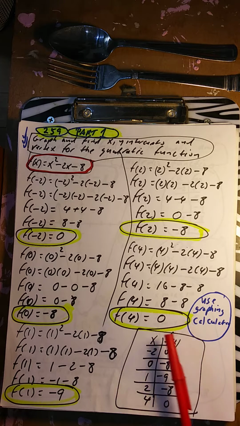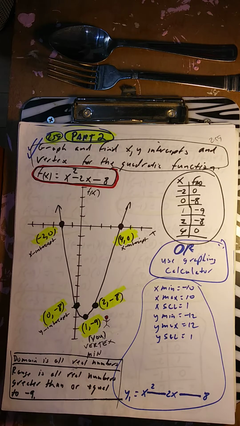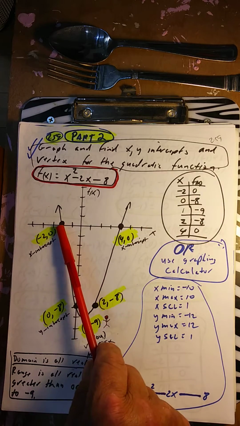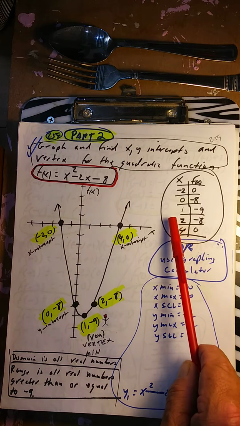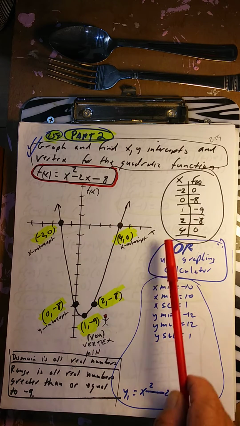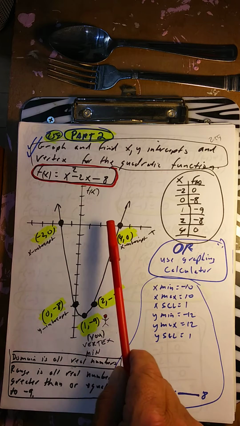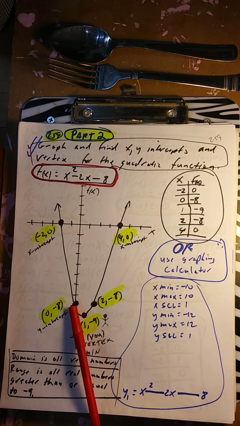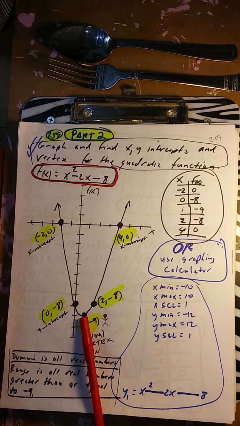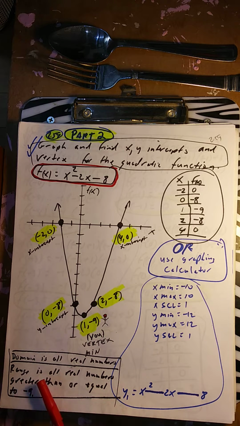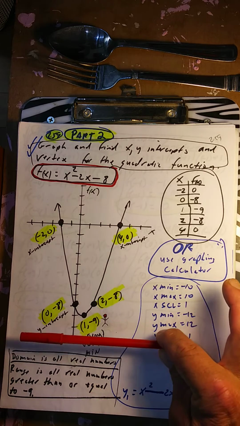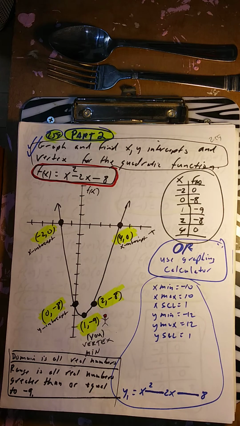So we have our table. Yes, we got a table. And we're going to graph this now. Here we go. So we have -2, 0 right there. 0, -8. You have 1 and -9. And we have 2 and -8. And we have 4 and 0. So x-intercept right there, y-intercept right here. Vertex is 1 and -9, so the domain is all real numbers. And the range is all real numbers greater than or equal to what? -9, goes this way. Okay.